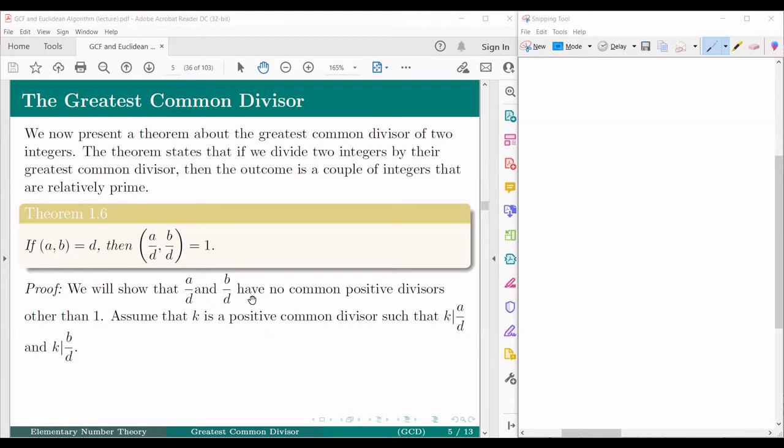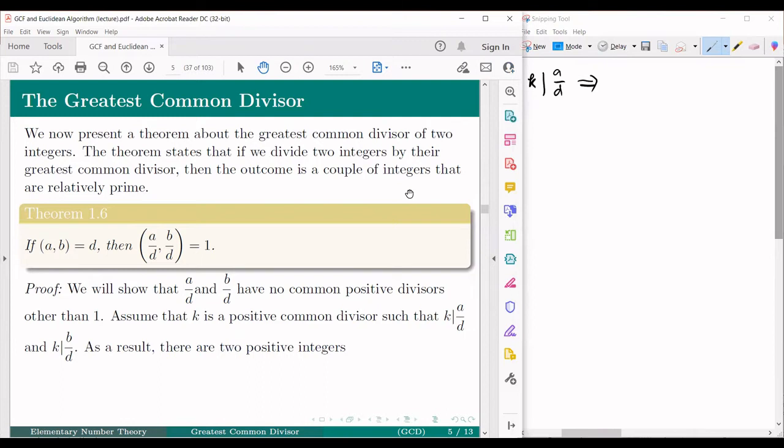Now notice here that we will show that the positive common divisor is only 1. So it is the greatest common divisor. Hence, we will show later on that K is equal to 1. So by our previous video, using the concept of divisibility, we can say that K divides A over D means there exists a positive integer m.